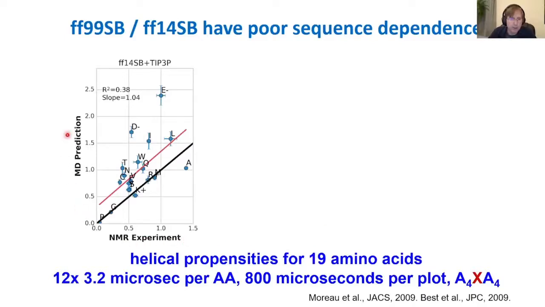So I'm going to show you a bunch of these plots, and the helical propensities for all the different amino acids are dots, and then our estimates from NMR are on the x-axis and our MD simulations on the y-axis. So every one of these dots from the simulation point of view comes from 12 simulations of about 3 microseconds in explicit water. So overall, every one of these plots is about a millisecond. This kind of testing is really expensive.